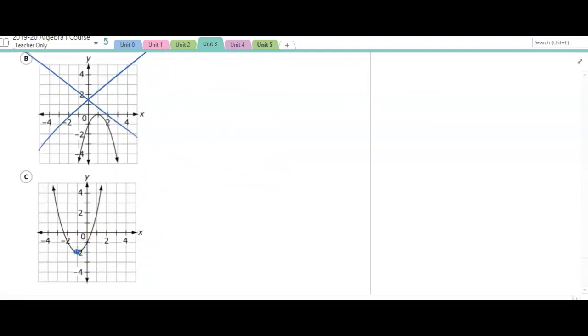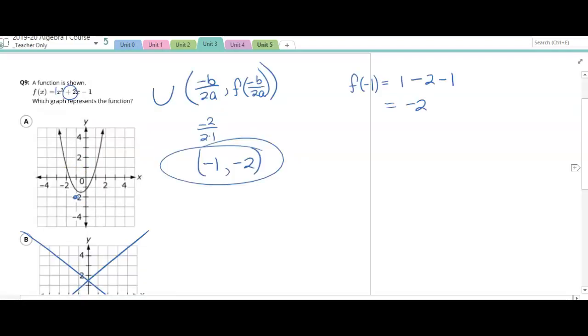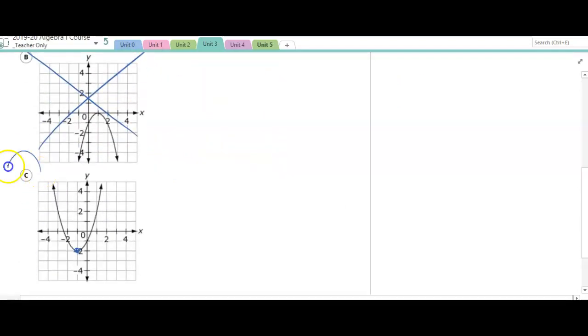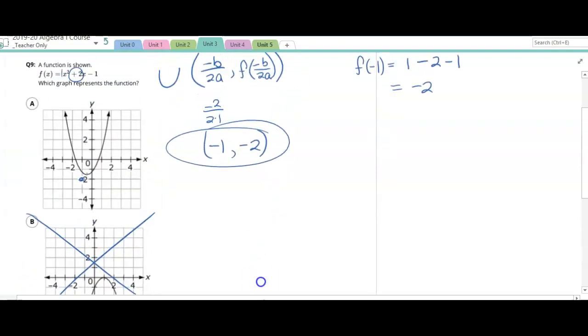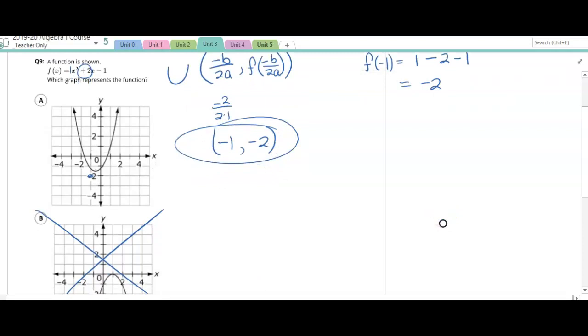C would work. How about D? D would not work. Negative 1, negative 2 would be down here. So I'm thinking it's going to be C. But another perfectly acceptable way of doing this would be to type this function into a graphing calculator or use Desmos, a graphing calculator software that's available to you on your computer at desmos.com.